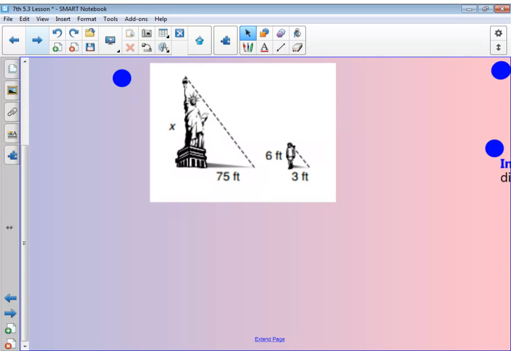Okay, so let's do another one. Here we've got the Statue of Liberty, and we've got a person that's 6 feet tall, and their shadow was 3 feet. So 6/3. And then for the Statue of Liberty, the shadow was 75 feet. So that was the bottom of our triangle, or the shadow, however you would prefer to look at it. Okay, we're going to cross multiply, divide. 6 times 75, divide that by 3, and when I do that, I get 150 feet.